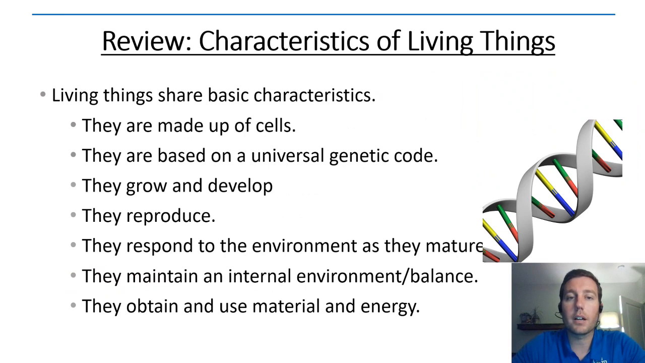Moving on, a couple pictures for reference, but a quick review. Here they are, and these are the requirements to be alive, right? So make sure you remember them, and you have to have all of them. In class, we're going to be talking about a few questionable living versus non-living things as well. So we will double check to make sure they're made of cells. They are based on the universal genetic code. They grow and develop, they reproduce, they respond to the environment, they maintain an internal stable environment, homeostasis, and they're able to use material and energy for their metabolism.